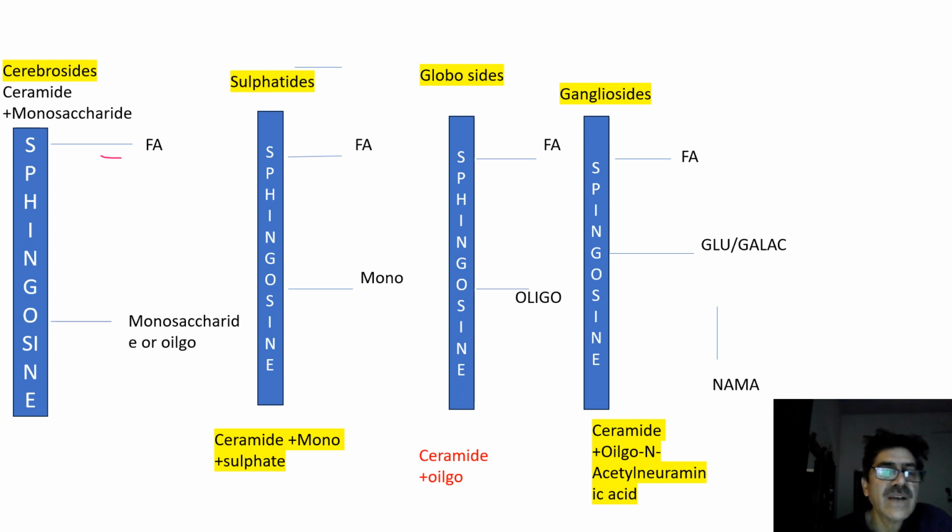This is cerebroside. Again, you can see clearly sphingosine, with fatty acid esterified to it, containing carbohydrate, monosaccharide, or oligosaccharide. Sulfatides: ceramide plus monosaccharide and sulfate, esterified. Sphingosine plus fatty acid means ceramide, as we said in the previous slide. Globoside: sphingosine as basic backbone, fatty acid esterified to it, and oligosaccharide attached to ceramide. Again, ganglioside: you have the basic backbone sphingosine, fatty acid esterified to it, glucose or galactose attached, and to this glucose attached NANA. NANA means N-acetylneuraminic acid.